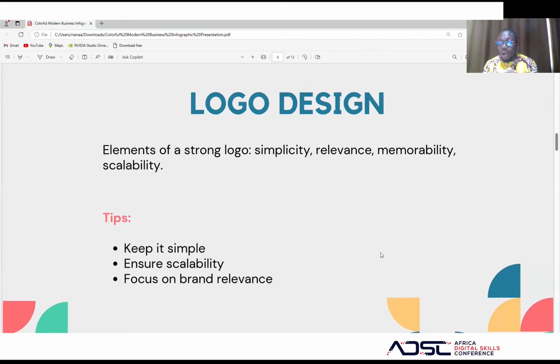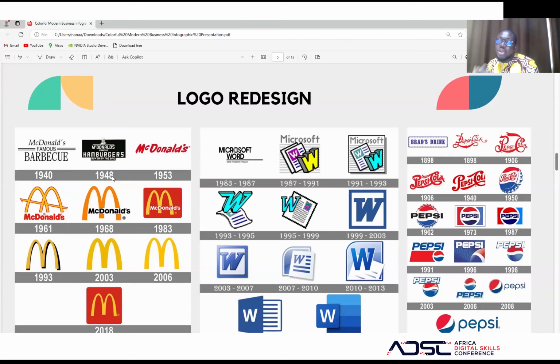Look at 1940, 1948. You can check the years. They have changed the logo. They come up, they brainstorm, they change the logo. At the end of it all, they are looking for how to make their logo simple and straightforward. And they arrived at their final logo in 2018. Look at the logo they use now. This is the logo they are using now. That is M. It has a meaning.